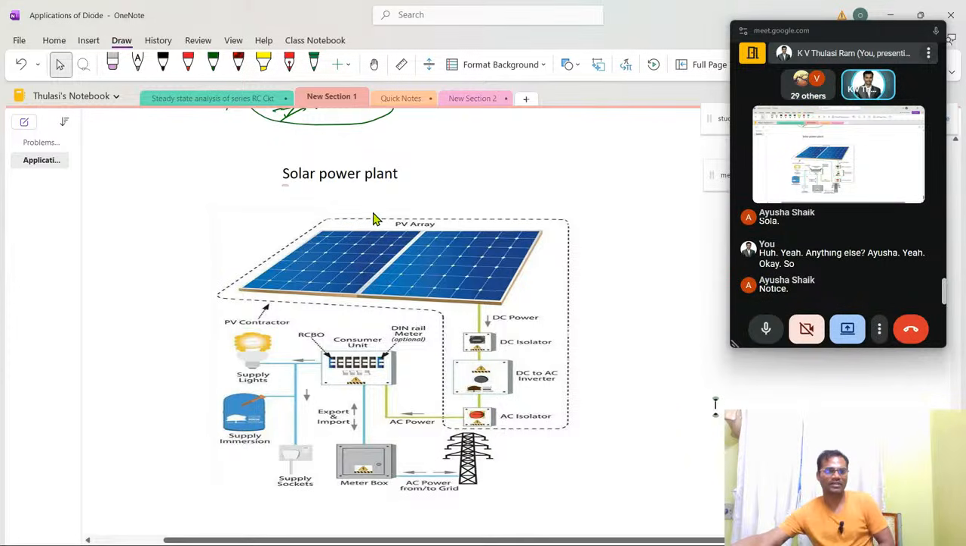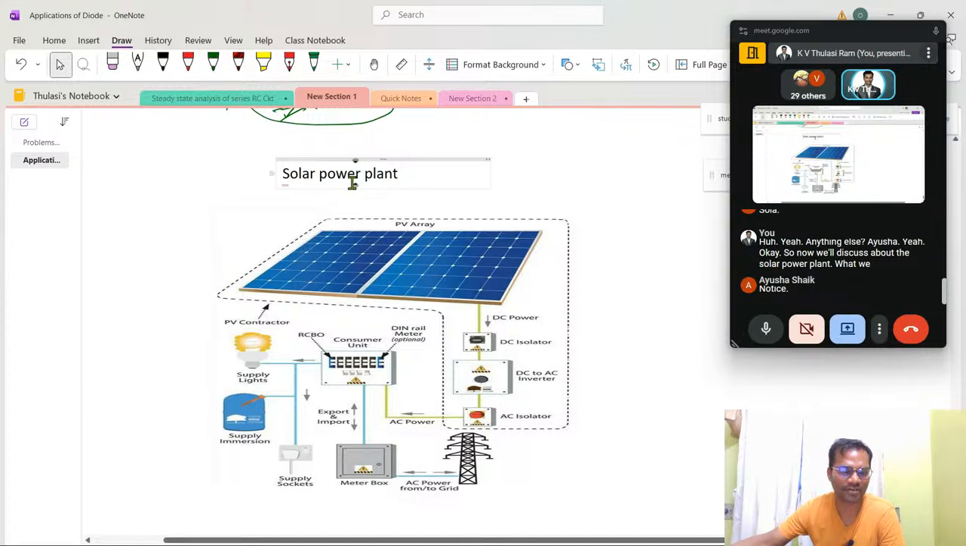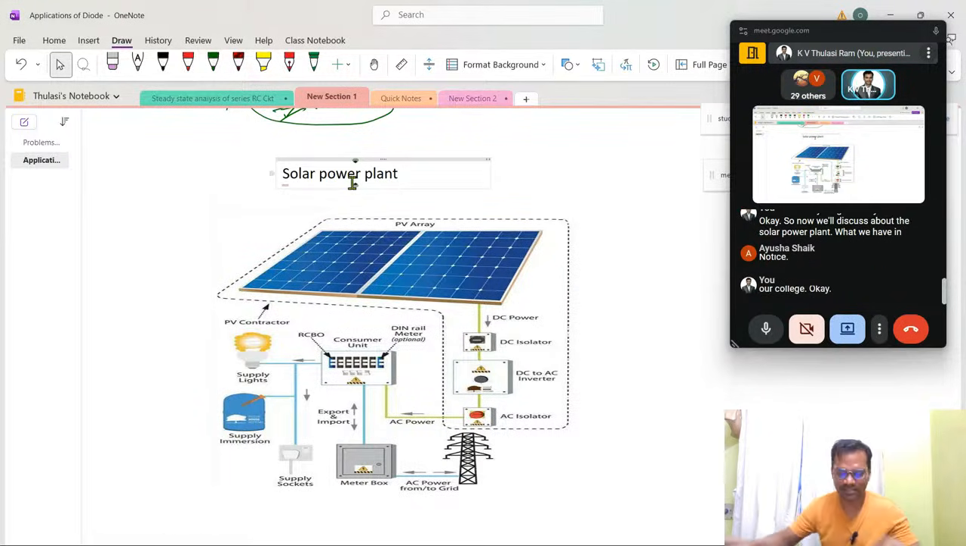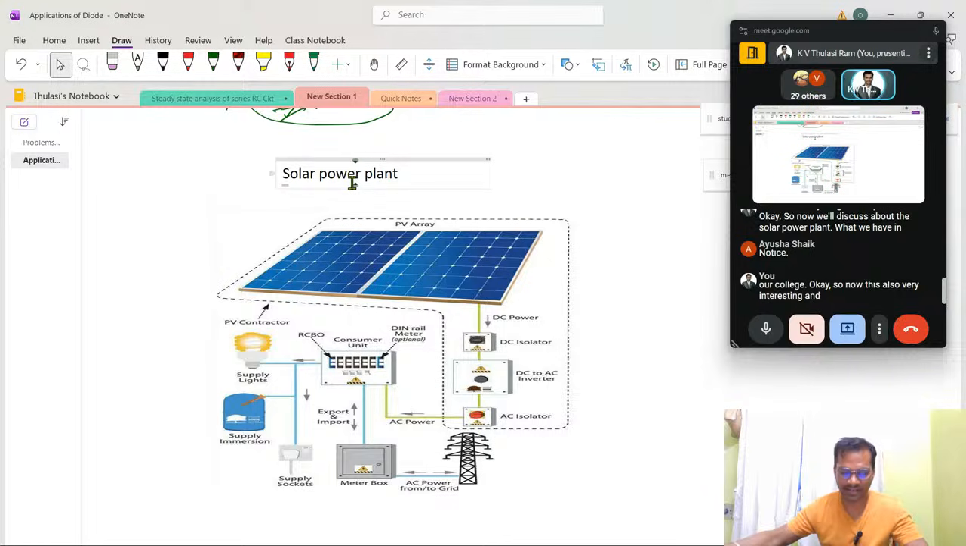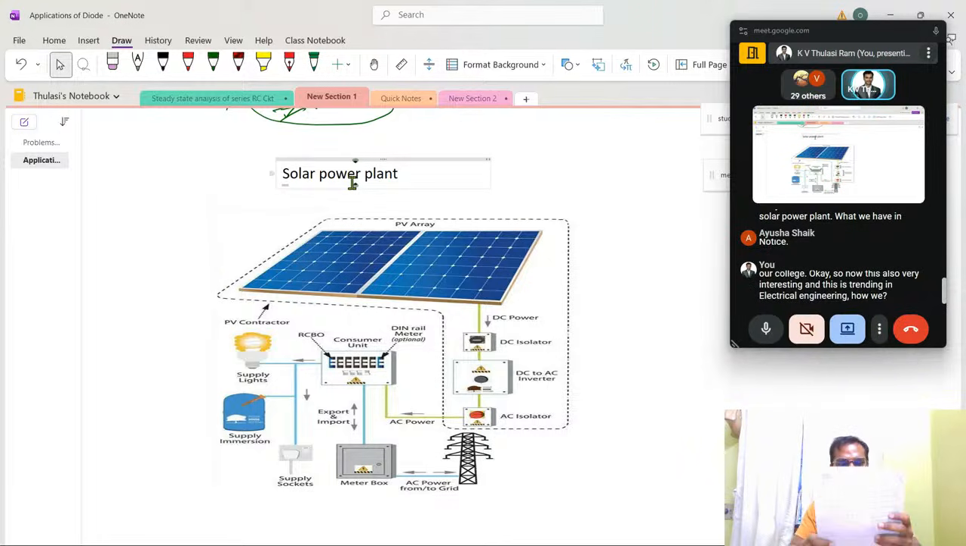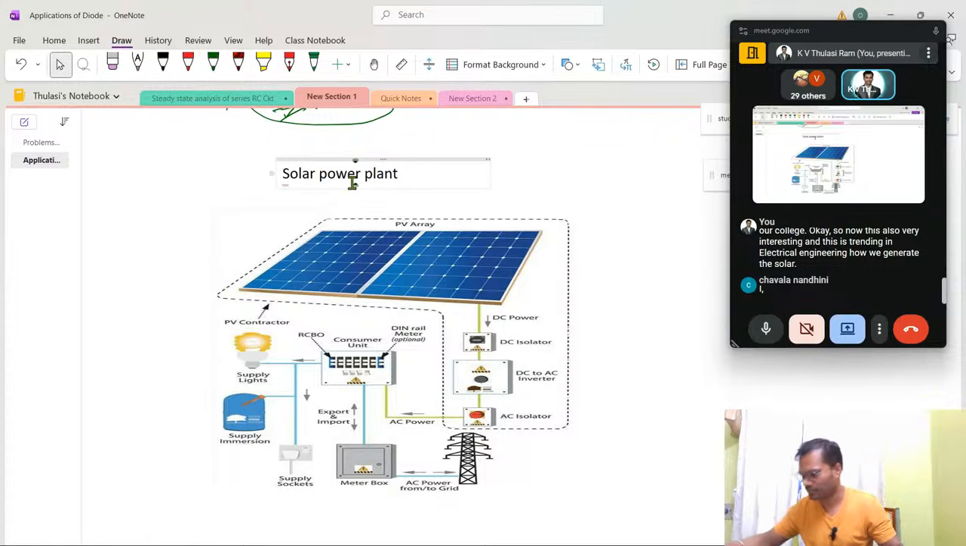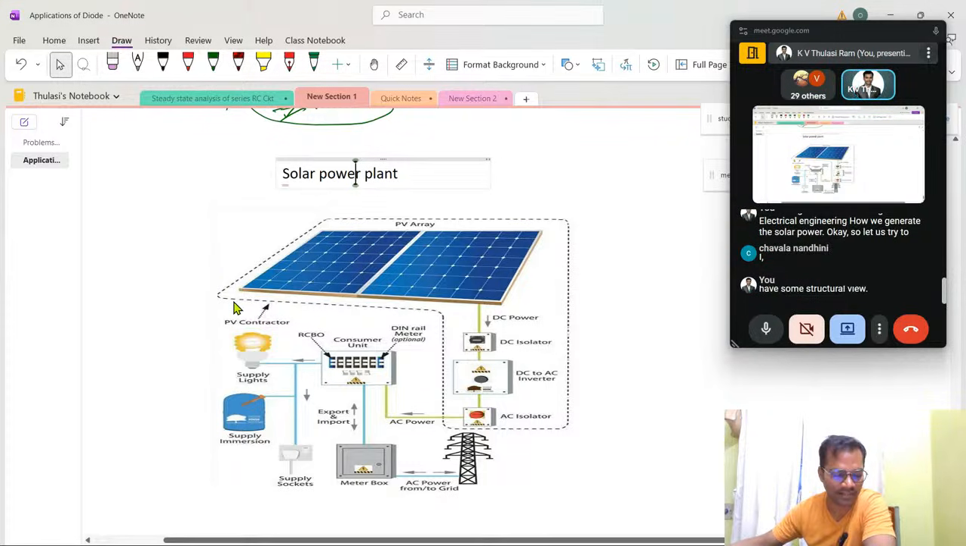So now we'll discuss the solar power plant that we have in our college. This is also very interesting and trending in electrical engineering: how we generate solar power. Let us try to have some structural view and go ahead.